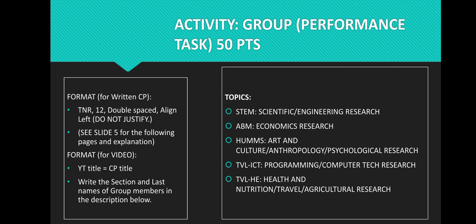Format for the written concept paper is Times New Roman, 12, double space, align left. Do not justify, even the titles. See slide 5 for the following pages, entry, and the explanation.